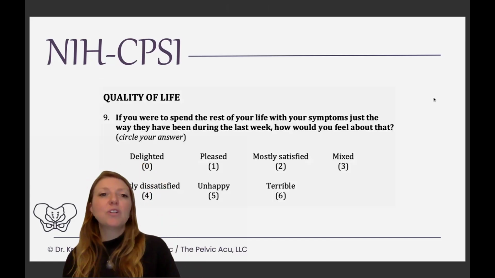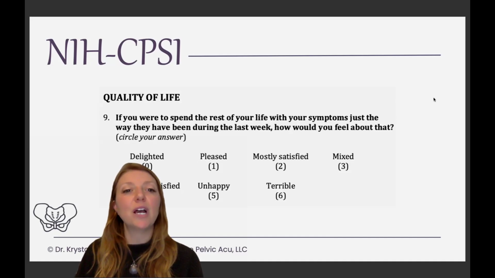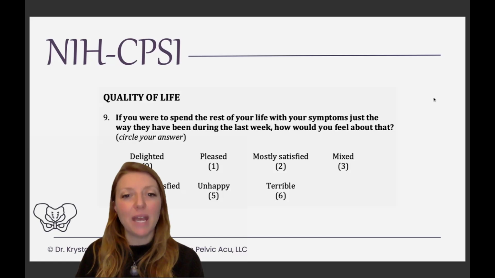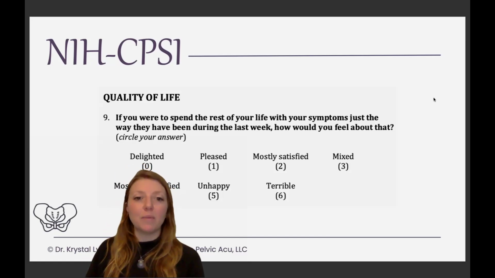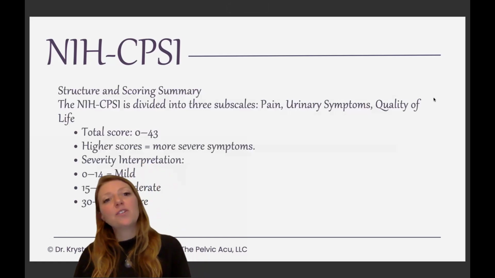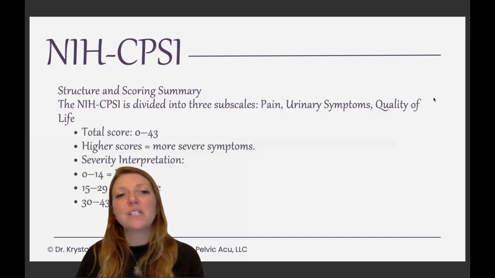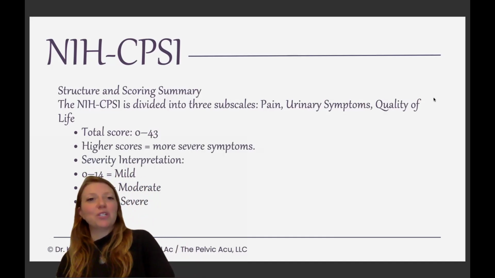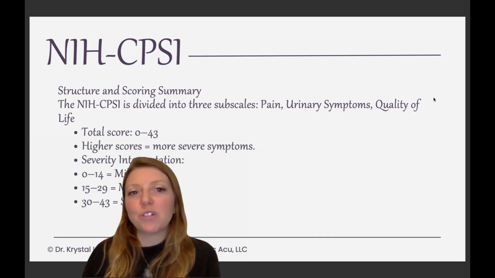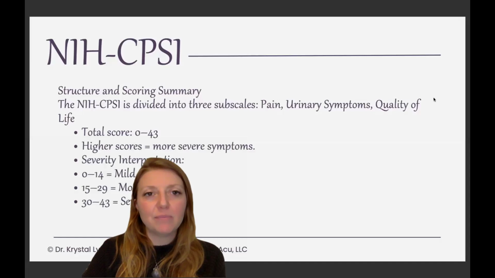And then our last question is about quality of life. If you were to spend the rest of your life with your symptoms just the way they have been over the last week, how would you feel about that? 0 is delighted, 6 is terrible. So once again, the scoring here, we have a total score of 0 to 43. Higher scores equal more severe symptoms. There's no adding, dividing, or multiplying here, which is great. No scaling of the scores. So we're just able to go right into the total score, which I also really appreciate.